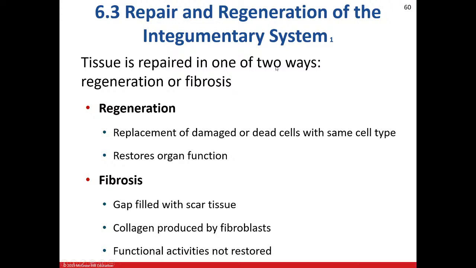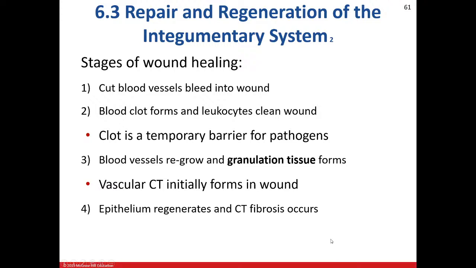All right, so repair and regeneration of the integumentary system. So the tissue is repaired in one of two ways, through regeneration or fibrosis. Regeneration is the replacement of damaged or dead cells with the same cell type, and it restores organ function. Fibrosis is where we see gaps get filled in with scar tissue, and the collagen is made by those connective tissue cells called fibroblasts. And then the functional activities of the tissue may not be restored.